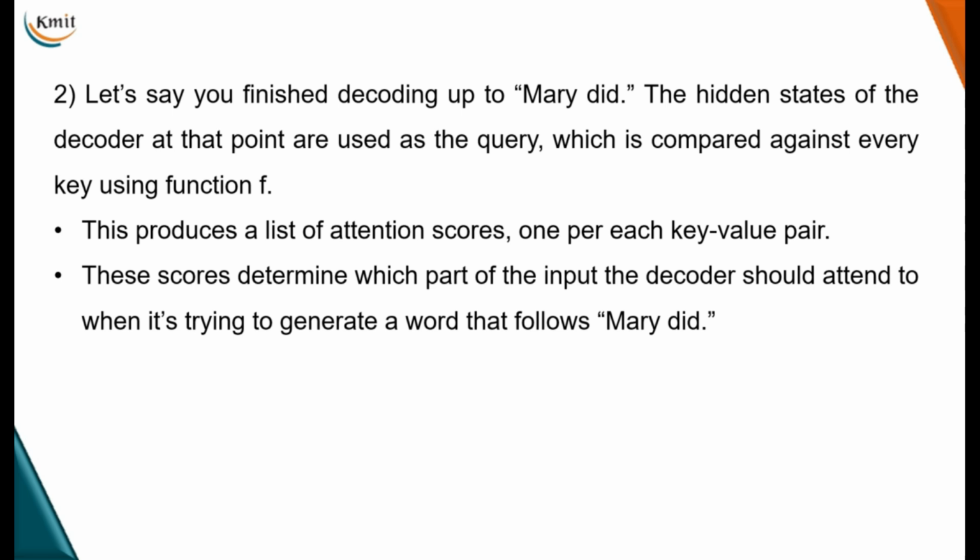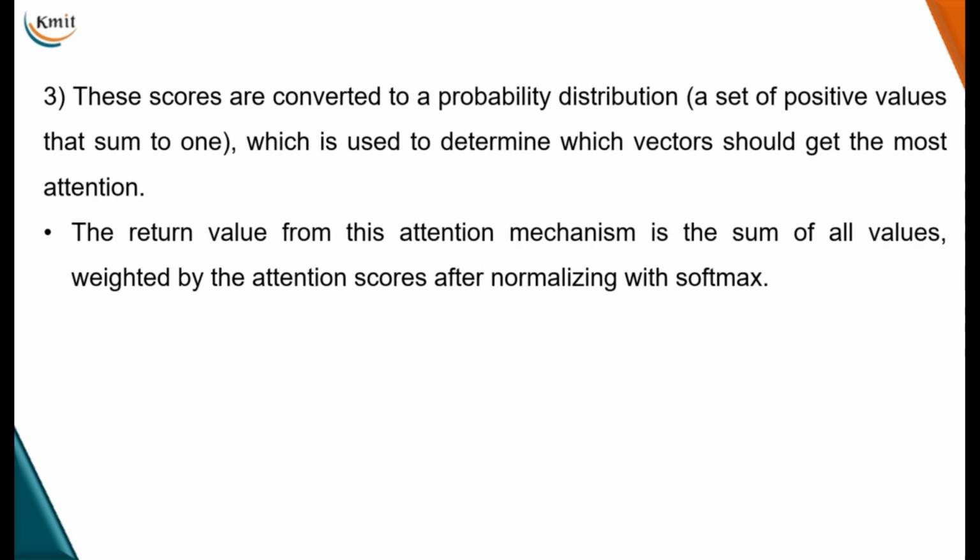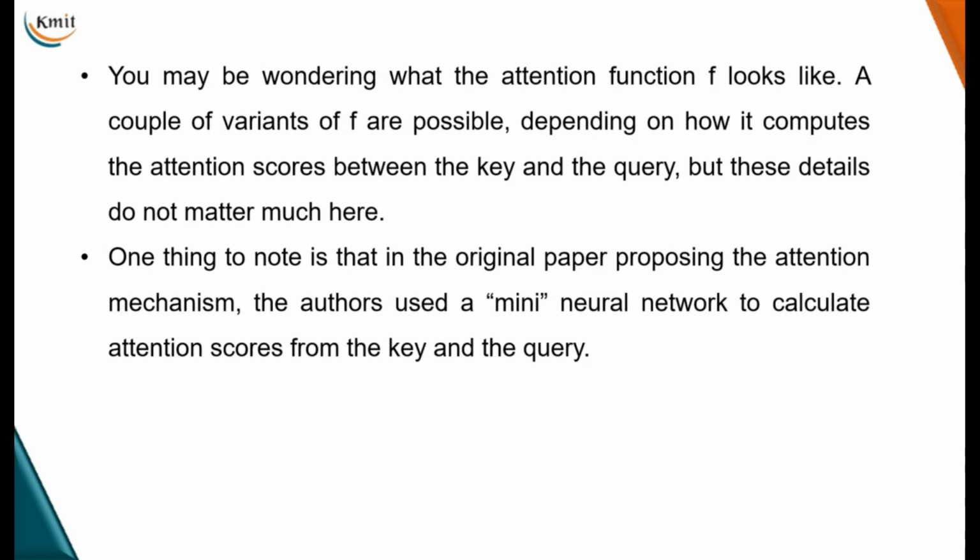After Mary did, what is the word I have to think about to generate? Once it does that, these scores are all converted into a probability distribution. That is the reason I am using a softmax function there, which is used to determine which vectors will actually get the most attention. Once we are done with this, the returned value from this attention mechanism is nothing but the weighted sum, or the sum of all values weighted by the attention scores after normalizing with the softmax function.